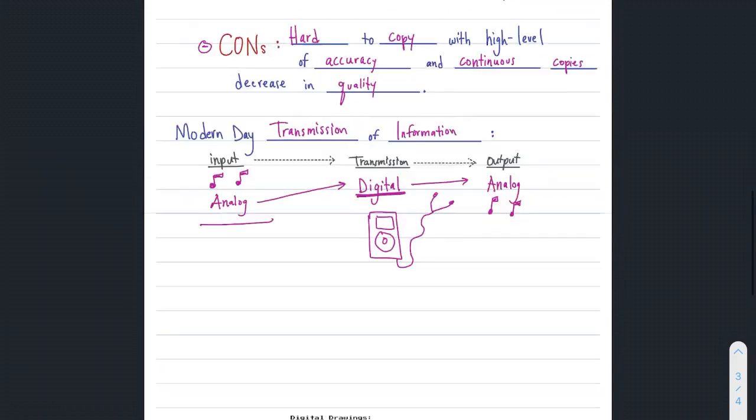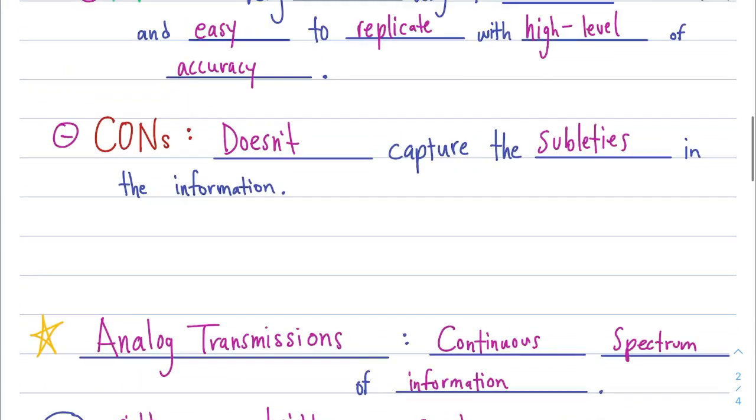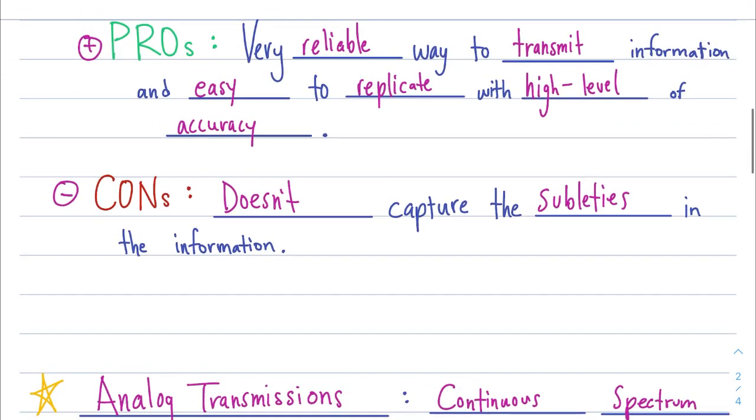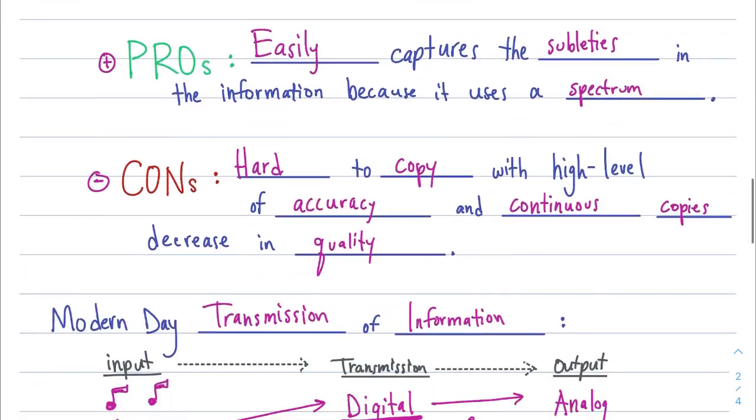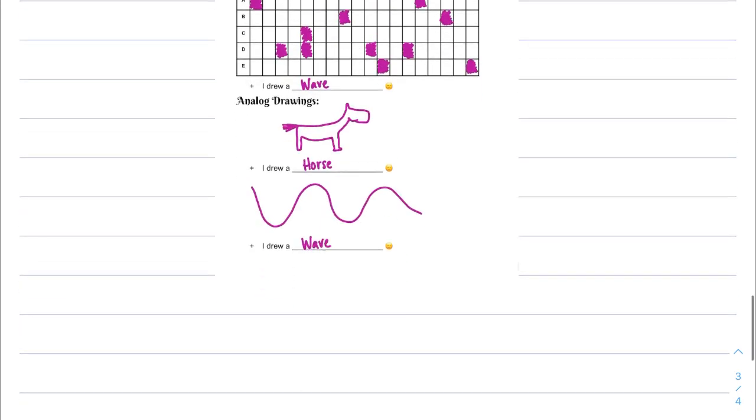Analog drawings, like we said in the pros, easily capture the subtleties. Digital drawings are not as good at capturing the subtleties, but they're easier to replicate. That's why we both have the exact same digital drawings, but I bet we both drew our horses differently in the analog version. So digital is an easier way to transfer information, whereas analog information has more subtlety to it, which makes it a little bit more artistic and rich with showing the complexities of being human.